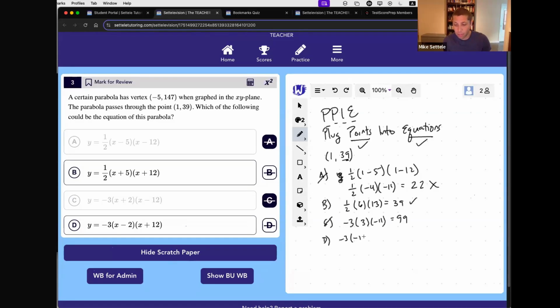And then finally, D, -3. 1 minus 2 is -1. And 1 plus 12 is 13. So this doesn't surprise me. Again, we have 3 times 13 is 39. So two choices work. That's very common with this strategy. Sometimes we get lucky, and sometimes we plug a point in, we're just done. Only one answer will work, and that's that.